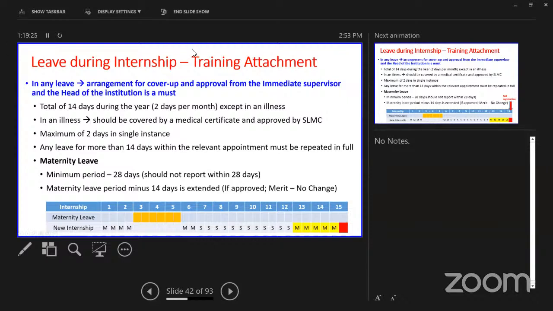I know there will be a lot of questions. Can an intern as a father take at least 1 or 2 days? Yes, paternity leave is 3 days. It is within 14 days, you can get 2 to 3 days of paternity leave. You can get that, but make sure in any leave, arrangement for cover up and approval from the consultant is a must.